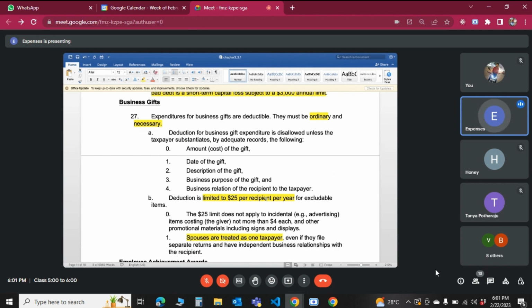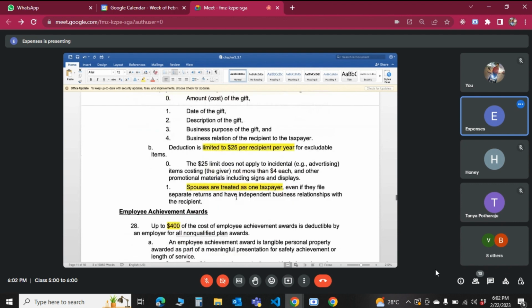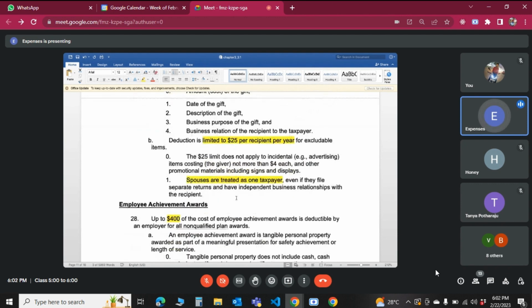Then you had better consider that as a bonus and make sure that it is taxed in the hands of the employee. As long as it is reasonable, below $25, that's pretty okay. But again, we need to check on the limit. Probably it has been increased to 30 or 35 now. Spouses are treated as one taxpayer. This is $25 per recipient, so we cannot say one is given to the husband and one to the wife.